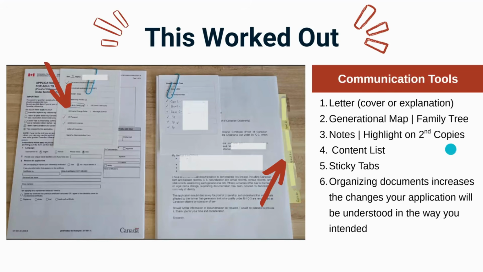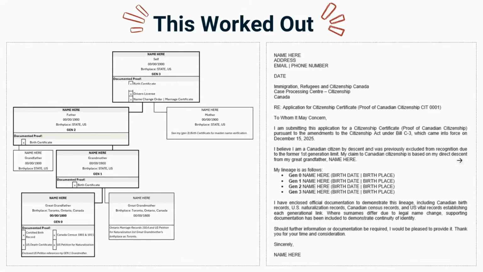I also included a generational map and a cover letter, which are pictured here. The generational map is both a communication tool and an organizational tool. It shows a connection between myself and my great grandfather, and it shows the documents that I submitted for each link in my lineage, for each link in the chain, each person.